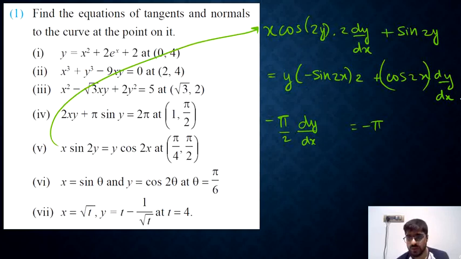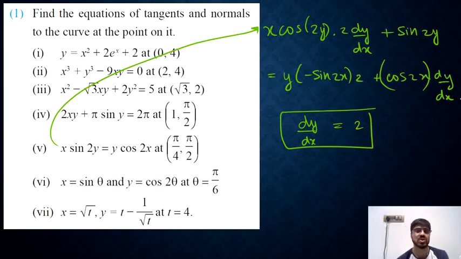So we have minus pi by 2 dy by dx as minus pi. Minus pi gets cancelled here and here, and that 2 goes on the right, giving you dy by dx as 2. So the slope of your tangent is going to be equal to 2.